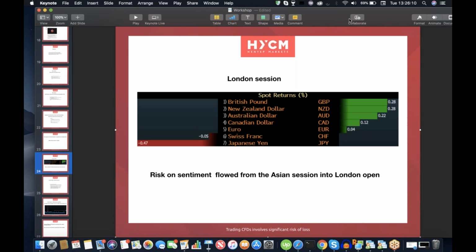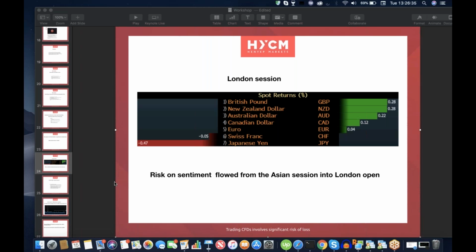So in the London session, that's what happened. We had the risk on environment: New Zealand dollar bought, Australian dollar bought, Canadian dollar bought, yen sold, Swiss franc sold. Now, the pound is at the top of the list there, but that's for different reasons. The pound is at the top because of the unusual circumstances surrounding Brexit.